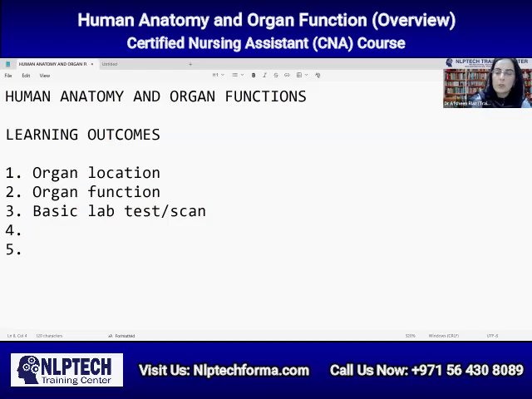Number 4, you will also learn what are some symptoms, particularly for that system. All right. So we'll talk about that also. And lastly, who is the specialist doctor for my patient's problem? So these are 5 learning outcomes of today's topic, and the topic is called human anatomy and organ functions.